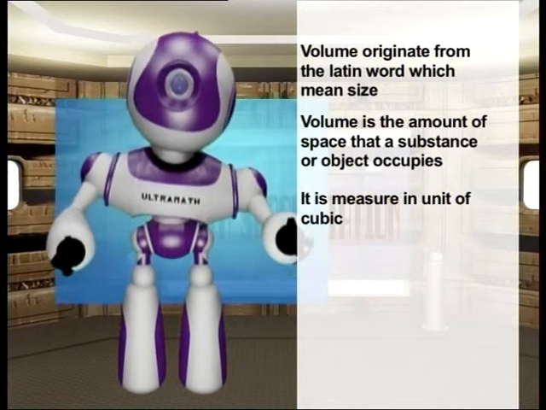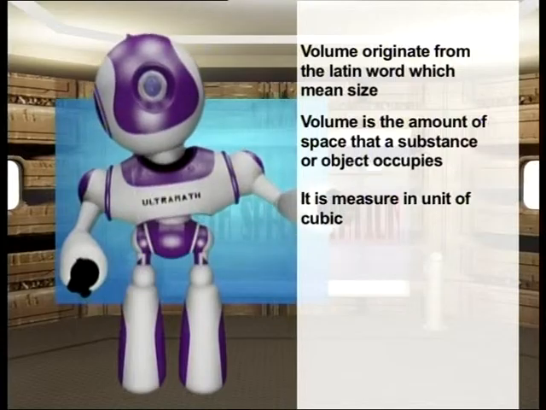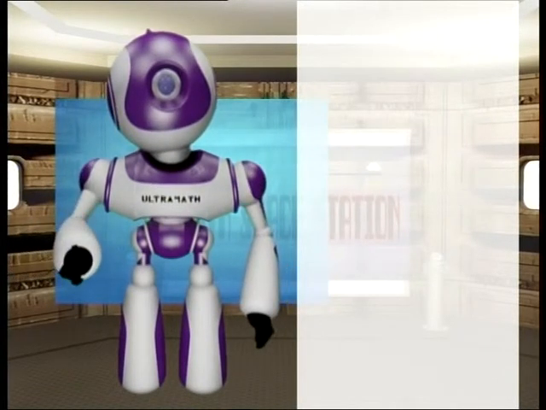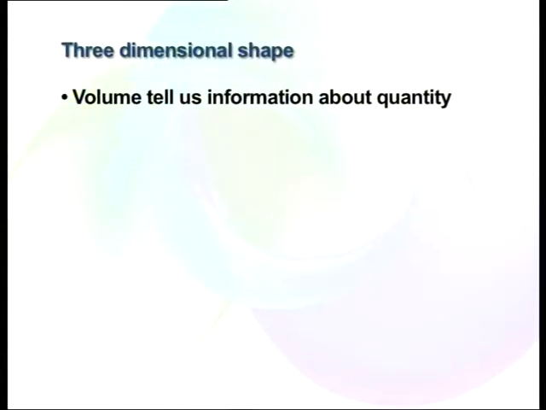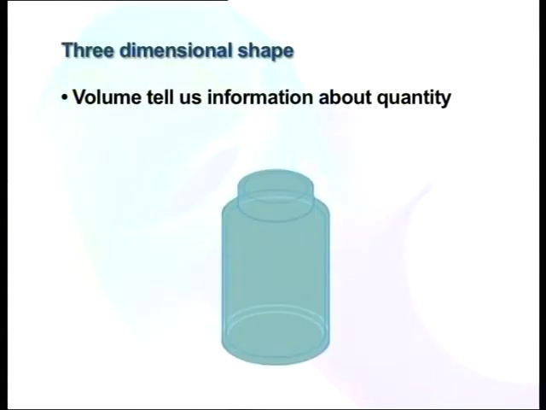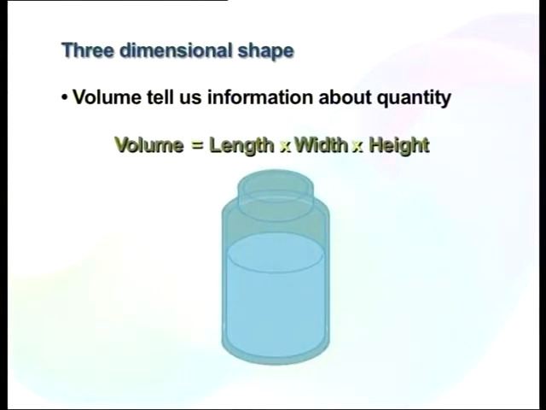Why is volume important and what is it used for? Volume is important because it tells us information about quantity, and it is used in everyday life, like how much we need to fill our water bottle, and many more. The formula for volume is length multiplied by width multiplied by height.